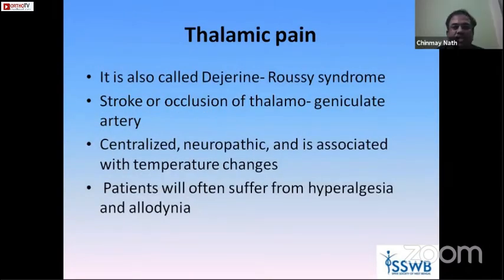Now, thalamic pain is another subset of pain. It is called Dejerine-Roussy syndrome. It is caused by stroke or occlusion of the thalamogeniculate artery. It is a central and neuropathic type.